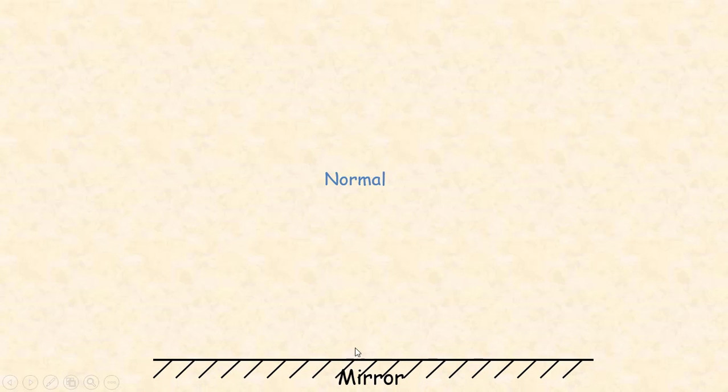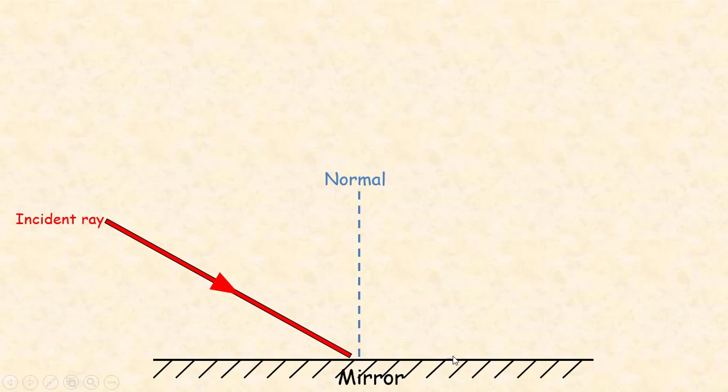Look at this. If this mirror is considered a reflecting surface, and light falls along this ray, which is known as the incident light ray, I have to draw a line normal to the reflecting surface from the point of incidence, which is known as the normal line. The angle between the incident light ray and the normal line is known as the angle of incidence. When light falls on the mirror, it will reflect.